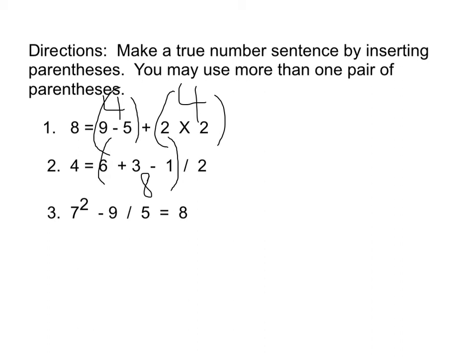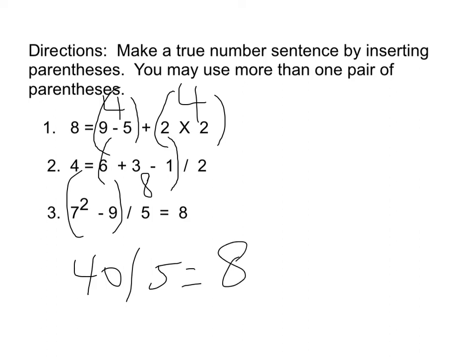In number 3, you only needed one set of parentheses. You need to notice that was an exponent. 7 to the second power, or 7 squared, is 49. 49 minus 9 is 40. 40 divided by 5 will give you 8.